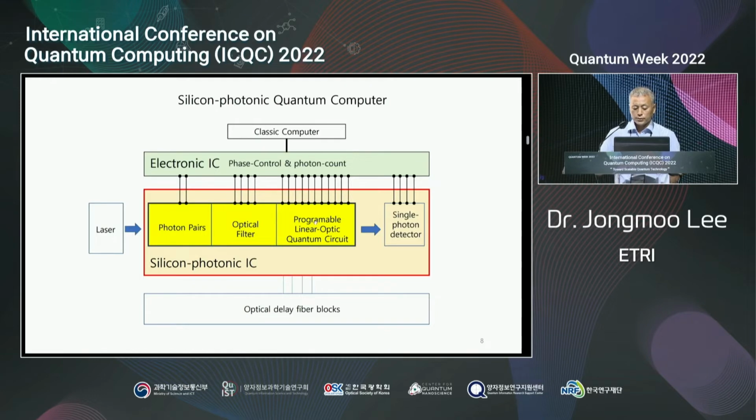So a quantum computer can be made with photons this way. On a silicon photonic IC, we can make photon pair sources and a programmable linear optical quantum circuit. And we even tried to integrate a single photon detector on the silicon photonic IC. And these can be controlled by an electric IC. And also the fiber is connected to the silicon photonic IC for short-time memory.